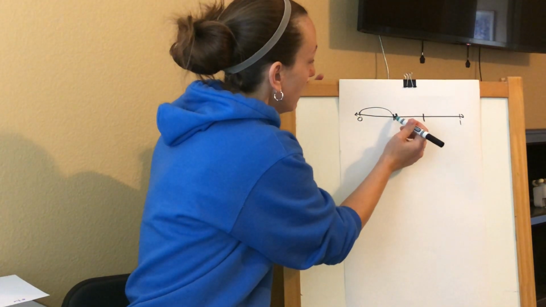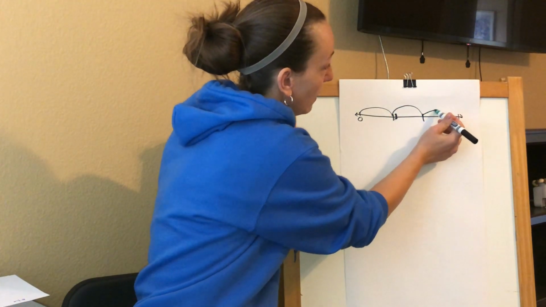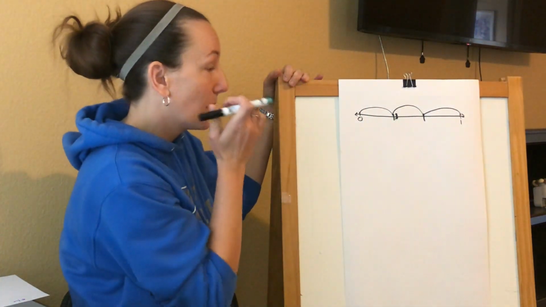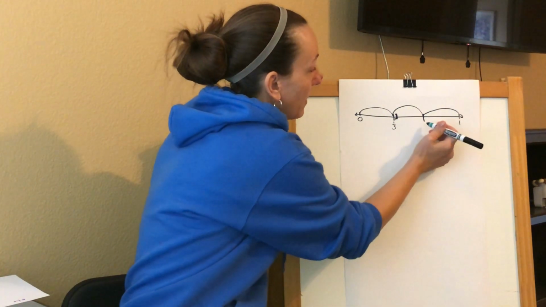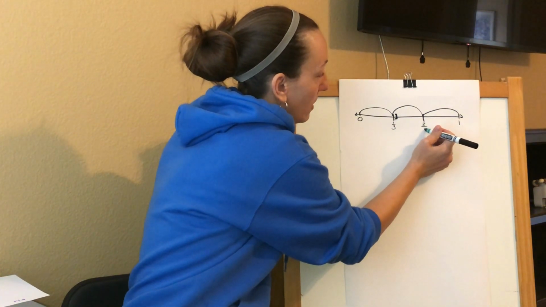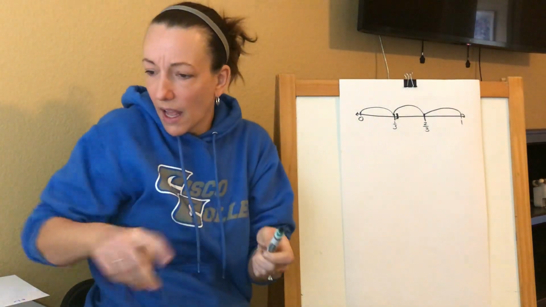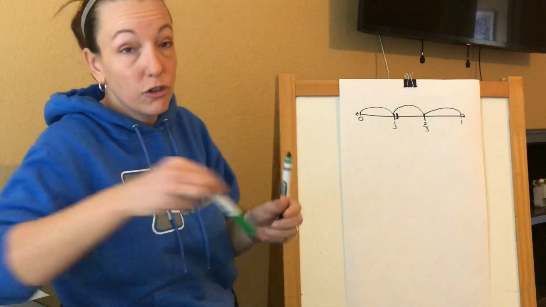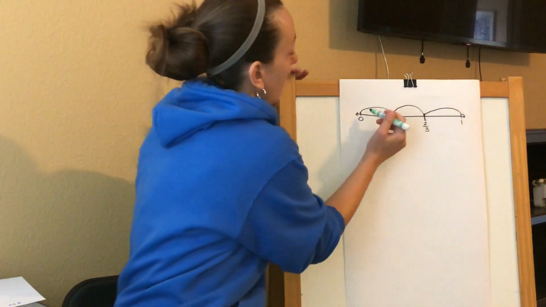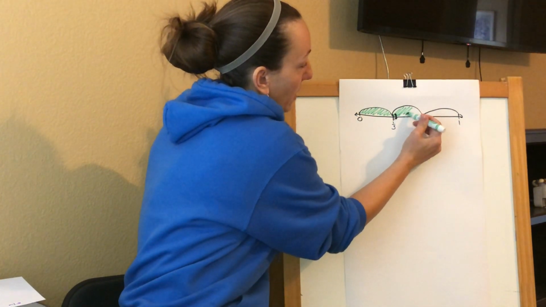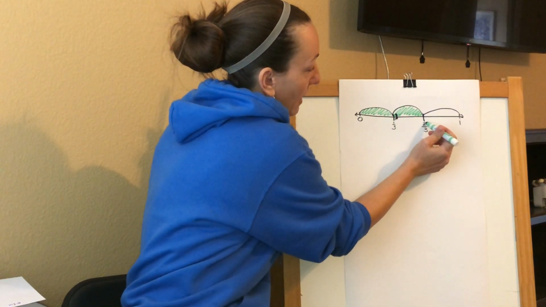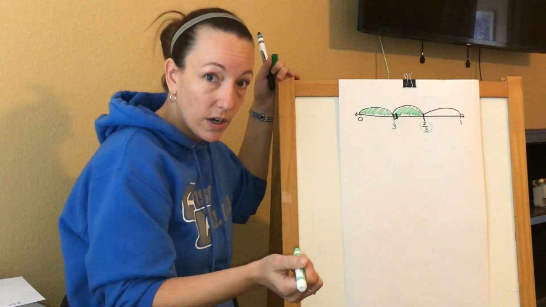So I've got 1, 2, 3 equal jumps, equal-ish, right? So this would be 1 out of the 3, and this is 2 out of the 3. And then if I wanted to show 2 thirds, I would color in 2 of my 3 jumps, right? So that's how you show 2 thirds.